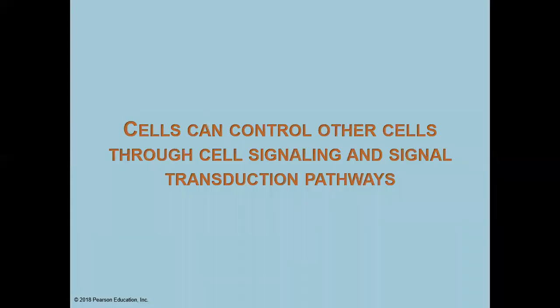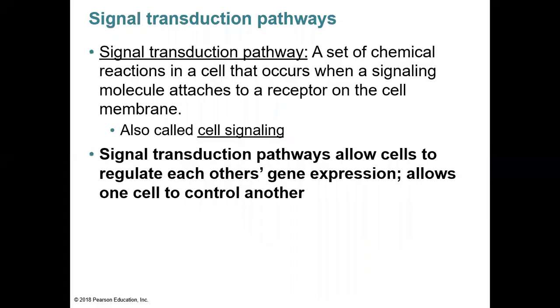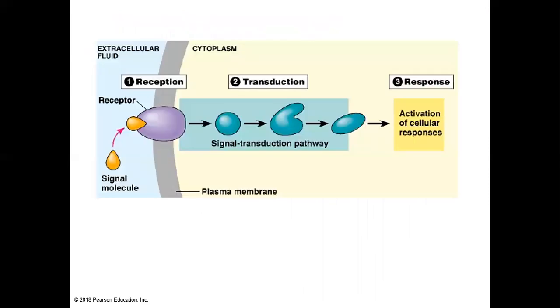That's all of that. Let's talk about cell signaling and signal transduction pathways. A signal transduction pathway is just a set of chemical reactions in a cell that occurs when a signaling molecule attaches to a receptor on the cell membrane. Basically, these allow cells to regulate each other's gene expression. If one cell sends out a protein into the bloodstream or into the tissue, that protein acts as a signal when it attaches to the surface of another cell. Then that's going to cause a cascade of events that will affect gene expression in the target cell.